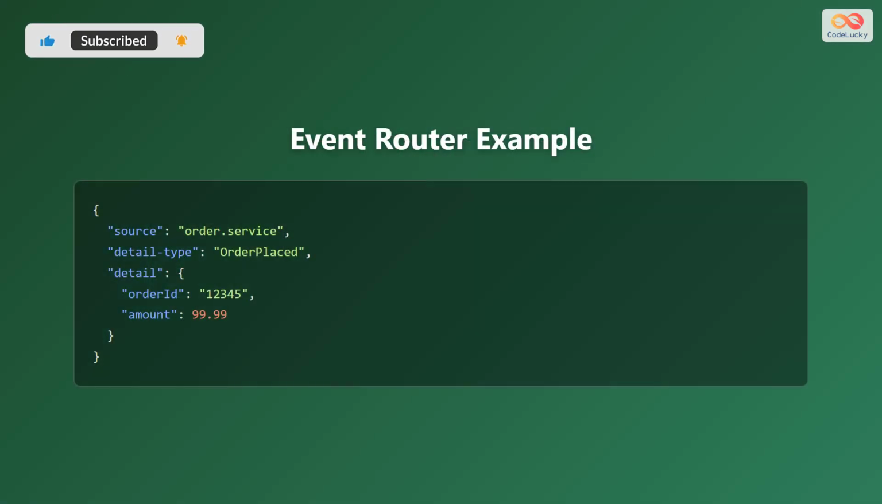Here is an example event structure. The source field identifies where the event came from, in this case order.service. The detail-type specifies what happened, which is OrderPlaced. The detail object contains the actual event data, including the order ID and amount. This JSON structure is standard for EventBridge events.